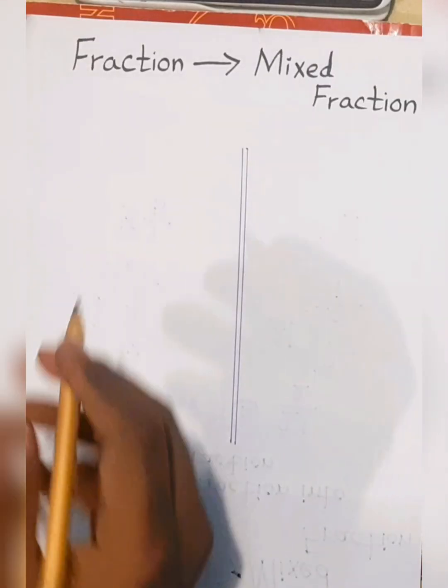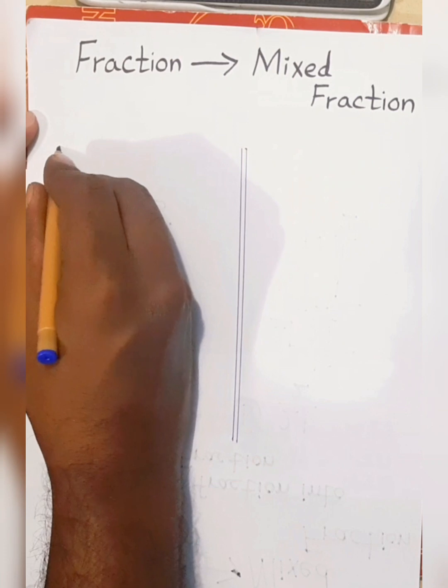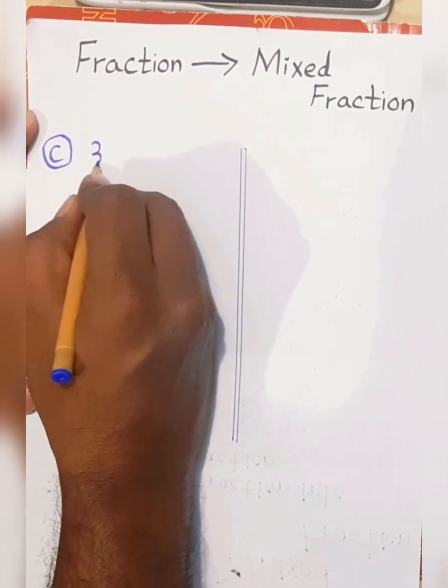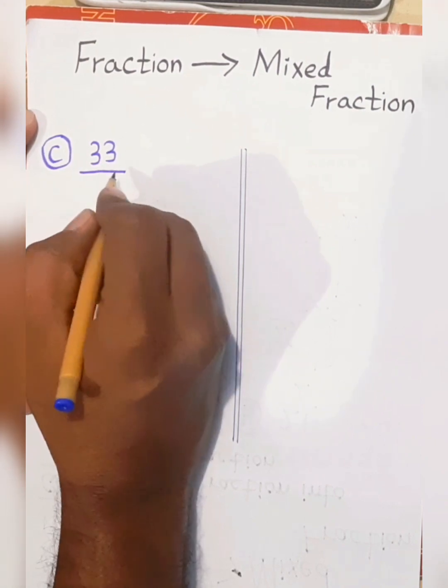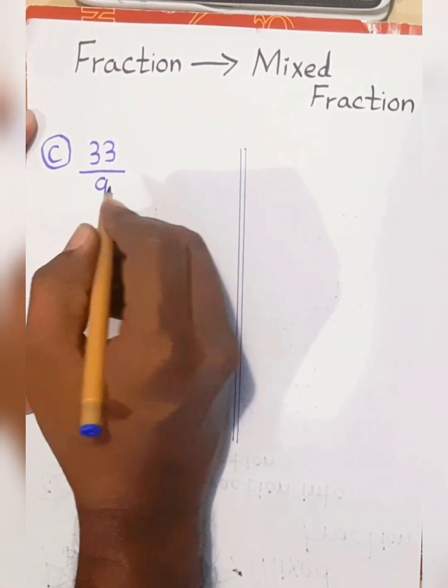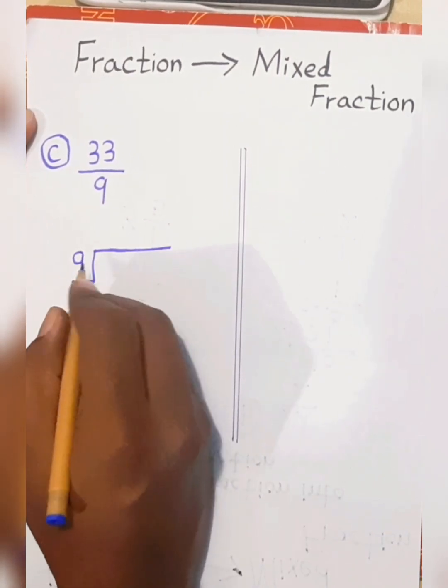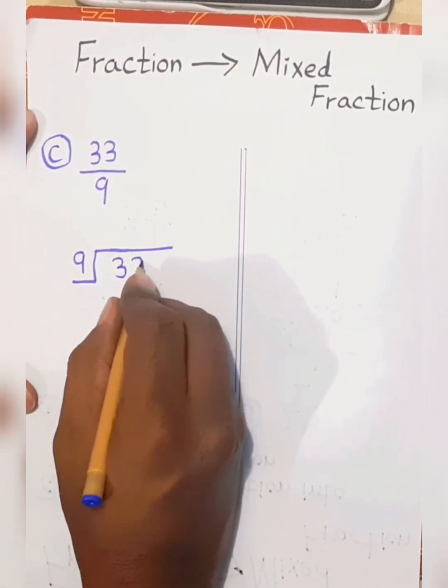Now it's time for part C. The part C is also very easy. So we have a question: 33 is the numerator and 9 is the denominator. So again we have to make a division structure. 9 should be outside, 33 should be inside.